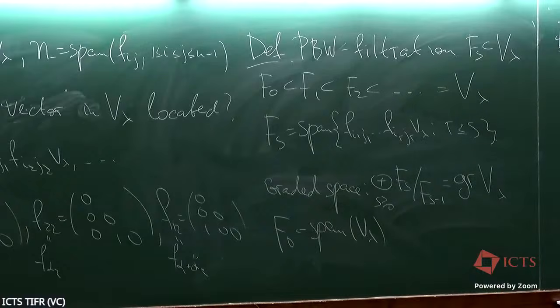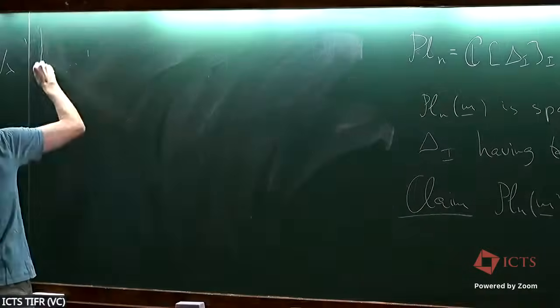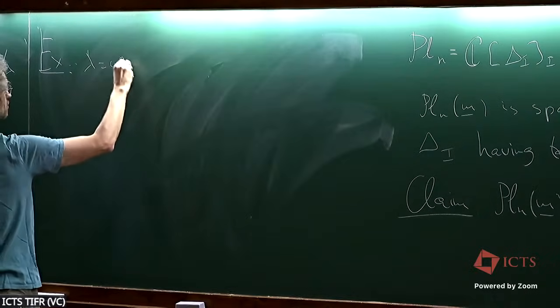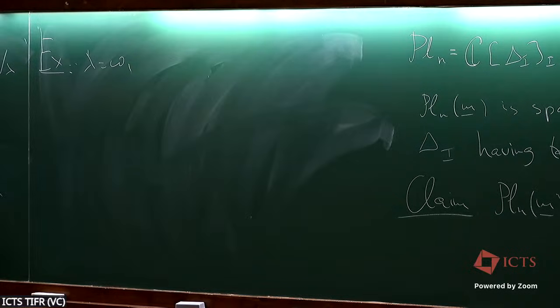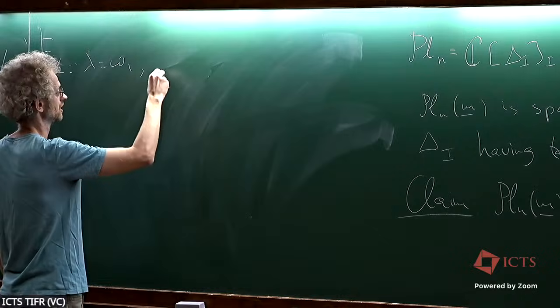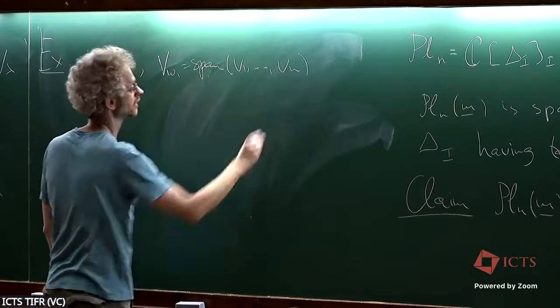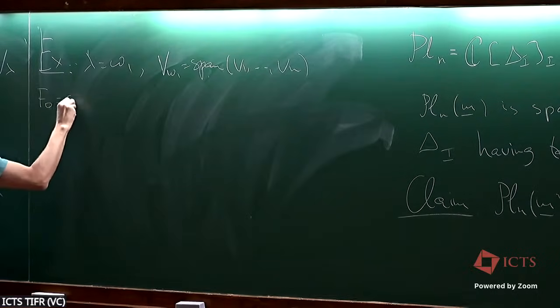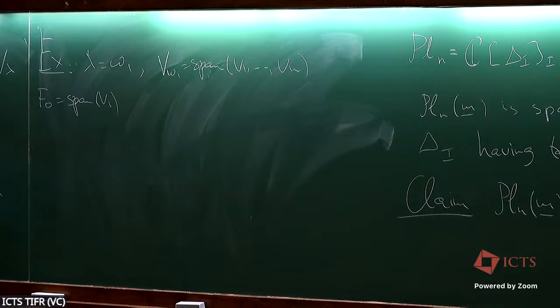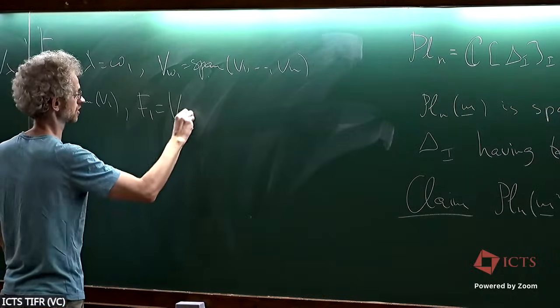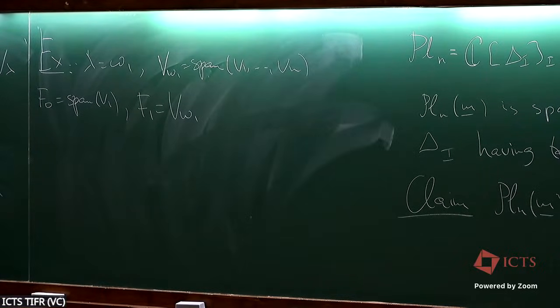So let me give you an example, or maybe even several examples, just to illustrate how it works. The simplest possible example is, say, lambda is omega_1, just a fundamental weight. Then the situation is as simple as possible, because V_omega1 is just the span of v_1 up to v_n. And so F_0 is the span of v_1. This is just the highest weight vector, the cyclic vector. And then F_1 is already everything, because, of course, you can move to any basis vector starting from v_1, just applying the matrix unit which sends v_1 to whatever you want.